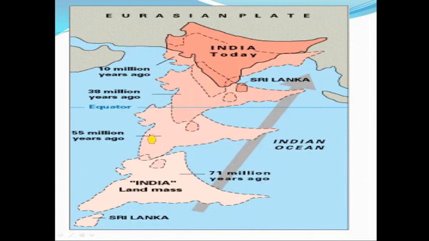So here you can see, 71 million years back, India was south of the equator. Later on, it gradually passed through the equator 55 million years back, and 10 to 15 million years back, it struck the Eurasian plate and resulted in the formation of the Himalayas.